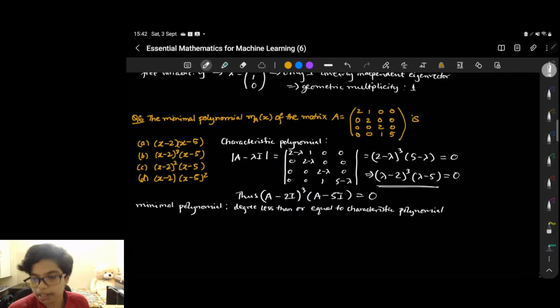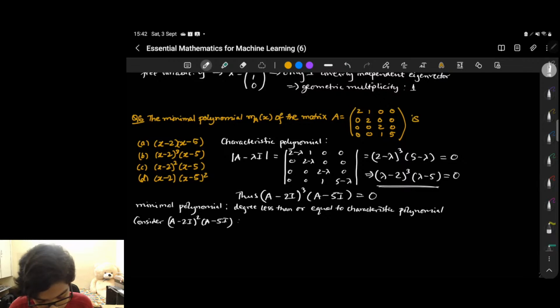So let us consider, we need to reduce the degree, but notice that each term should occur at least once. That means we cannot get rid of A minus 5I, because each of the eigenvalue coefficients needs to occur once. If you think that in order to reduce the degree, we can get rid of A minus 5I and simply consider A minus 2I cubed, that is incorrect, because each of the terms needs to occur at least once. So in order to reduce the degree, we can consider A minus 2I squared times A minus 5I.